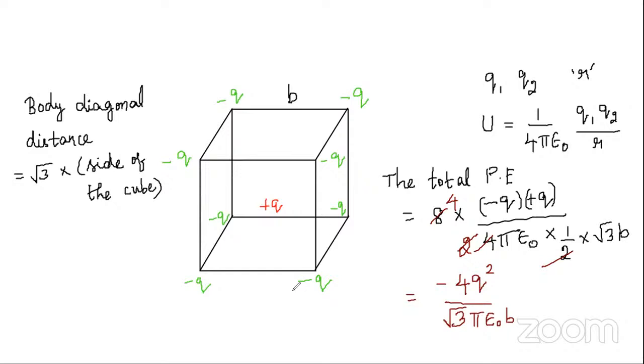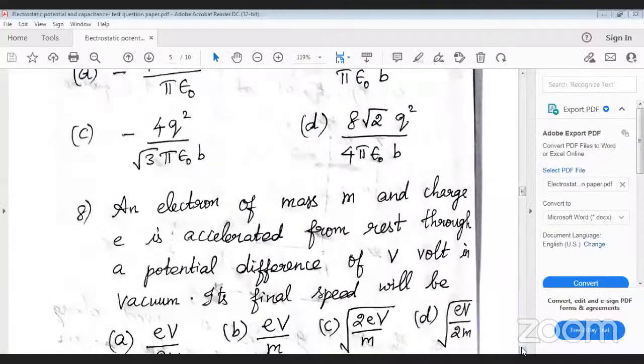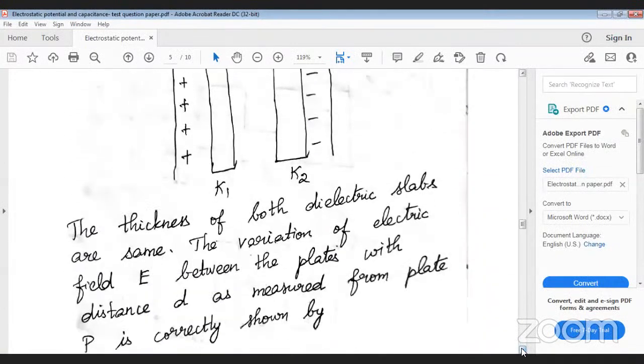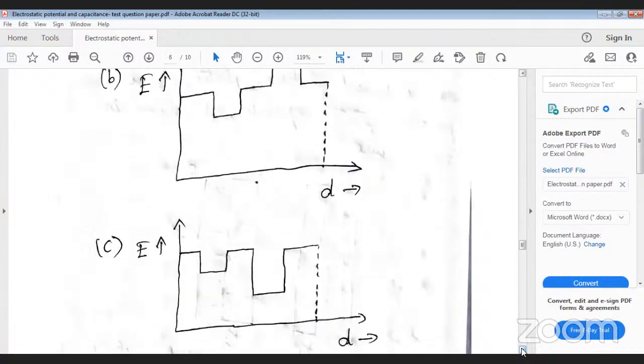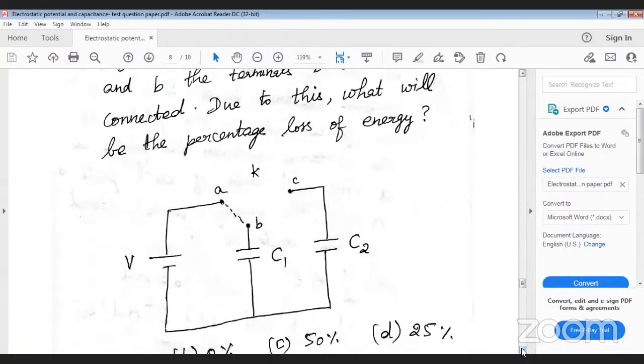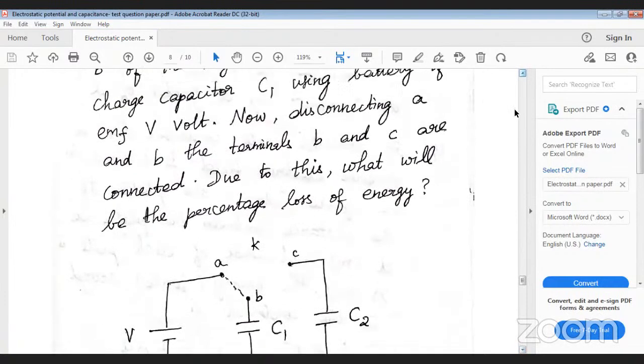Are you able to see the PDF file now, students? The question paper which I am sharing with you now. No, sir, you are not able to see that. Yes, sir, now it is okay, right? So you can see this question now, question number 12.